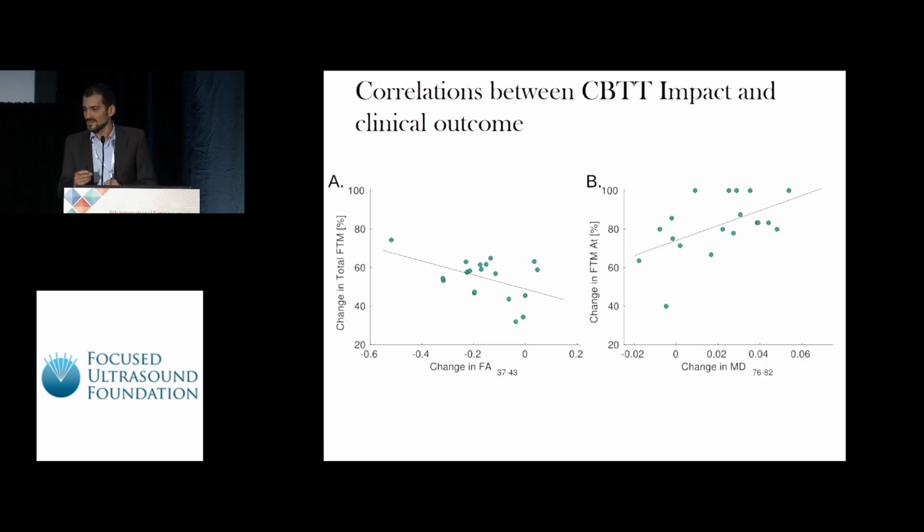Well, there was a correlation between the changes in the cerebello-thalamic tract and the clinical outcome, especially for the mean diffusivity. It was related to the improvement in the treated hand.